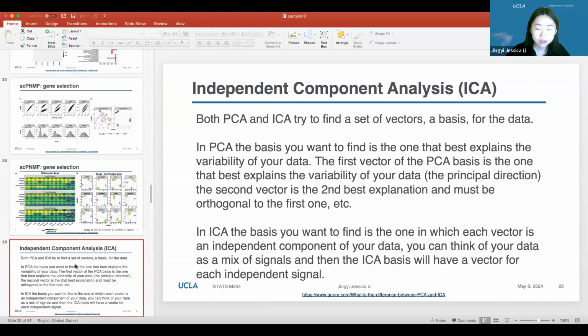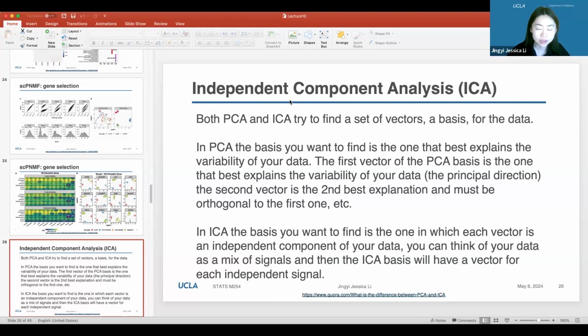Today, we will cover the last linear dimension reduction method we hope to introduce, which is called independent component analysis, ICA for short. So independent replaces the P in PCA, and P stands for principal. Principal means the major. And here we want the components to be independent. So it's a different jargon, right?